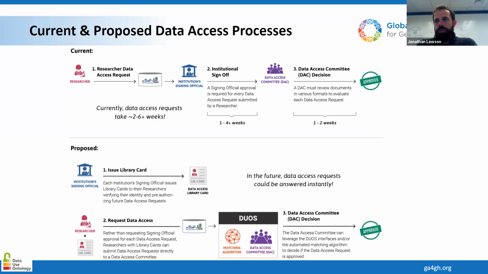And then what we have in Duos, which I'm going to talk about a little bit more in detail, is the ability to use the data use ontology, which Melanie highlighted, and to use that ontological tree structure to help us automate data access request decisions. Next slide, please.